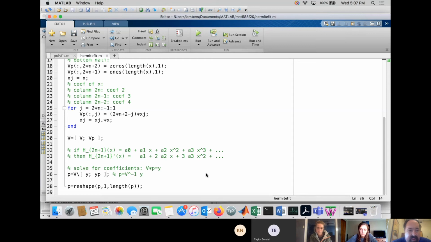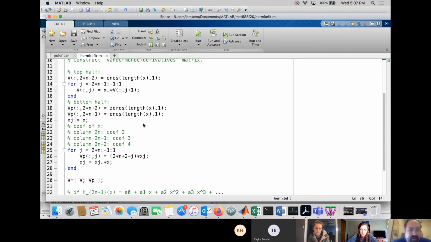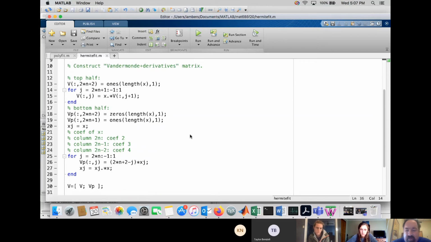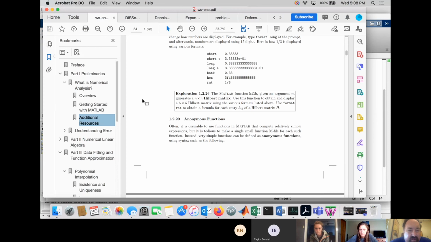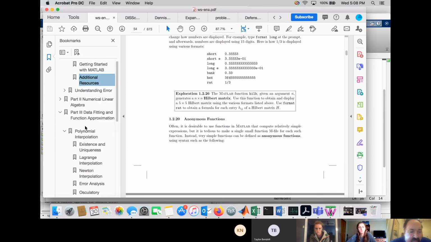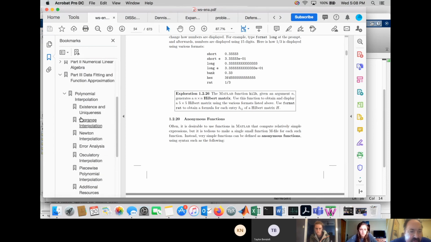Now, that's it. The code is actually ready to try. Does anyone have any questions about it before I do? I want to find an example that I can readily confirm. And I believe I have something handy. I just want to make sure it's in the right form.